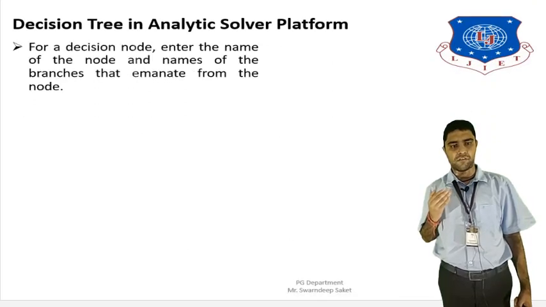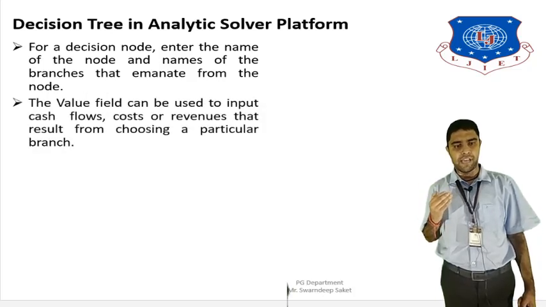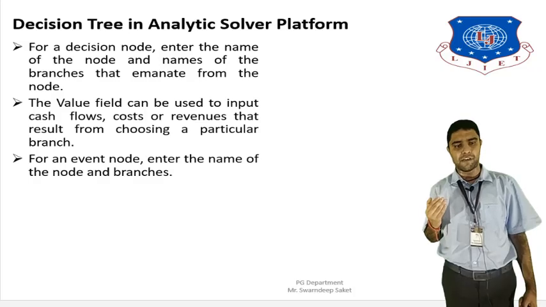Decision tree in Analytic Solver. For a decision node, we have to enter the name of the node and the names of the branches for it. The value field can be used to input the cash flow. The value field gives the cash flows, costs or revenues for the decision tree from choosing a particular branch. For any event node, we have to enter the name of that node and what the branches are for it.